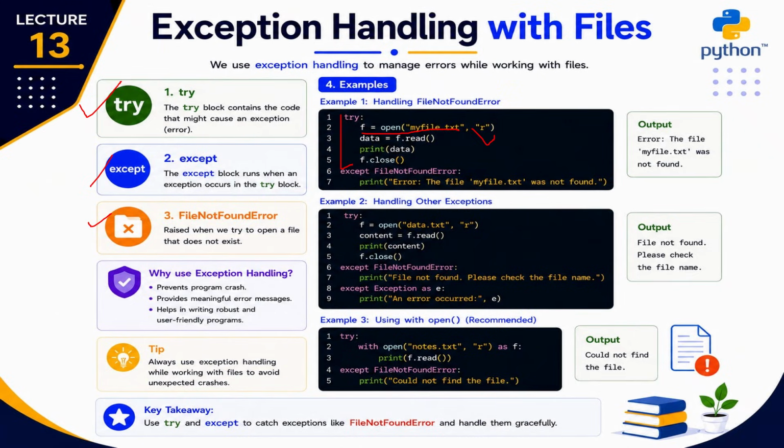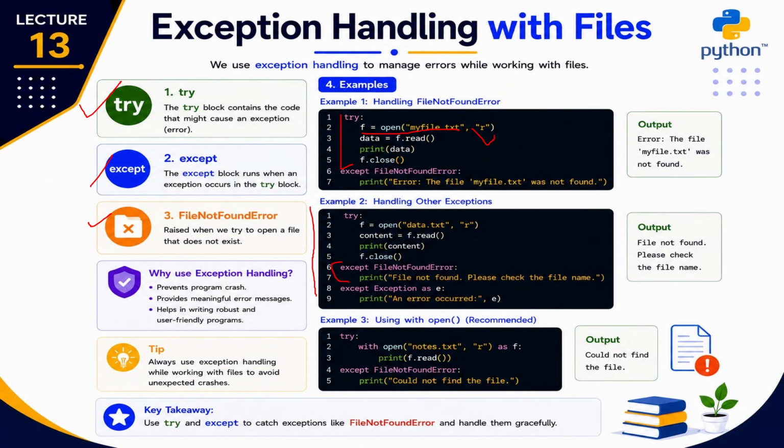Now, handling other exceptions. We can also handle other types of exceptions. For example, you can see here the example. Here the first except handles a FileNotFoundError. The second except handles other unexpected exceptions. The 'as e' part stores the error in the variable e, which we can print to understand what went wrong.